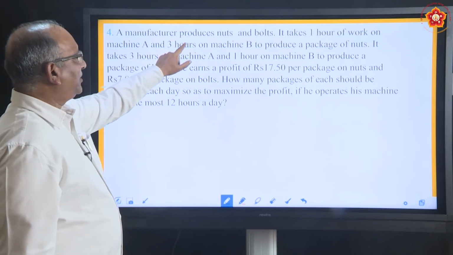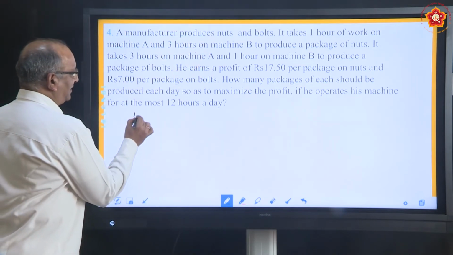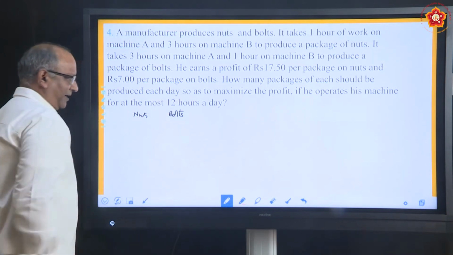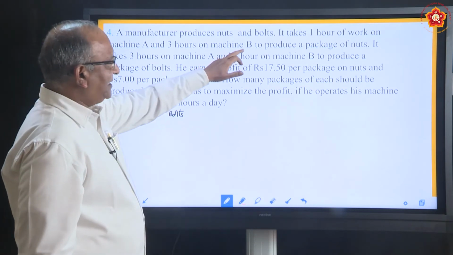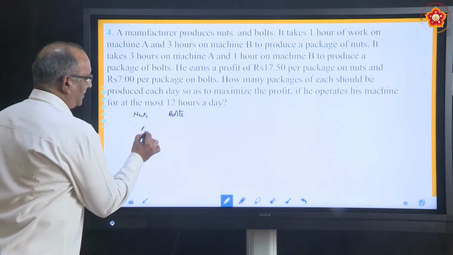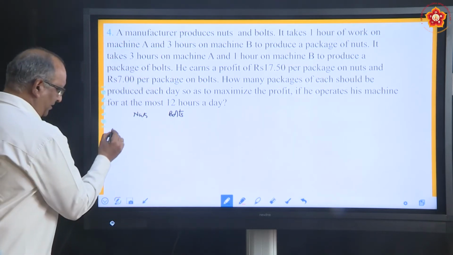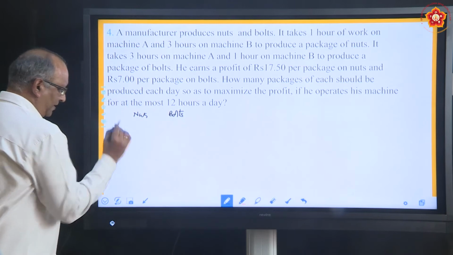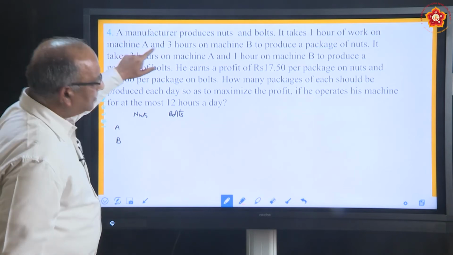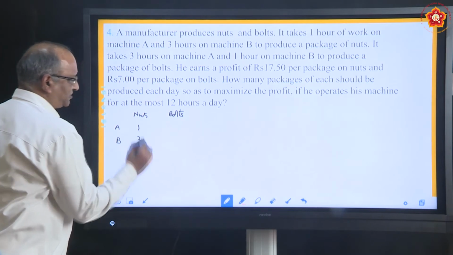A manufacturer produces nuts and bolts. What is it that he produces? Nuts and bolts. Okay, bolts. It takes 1 hour of work on machine A. There are two machines. One is A, another is B. If he has to produce nuts, what he has to do? He has to work 1 hour on machine A and 3 hours on machine B.